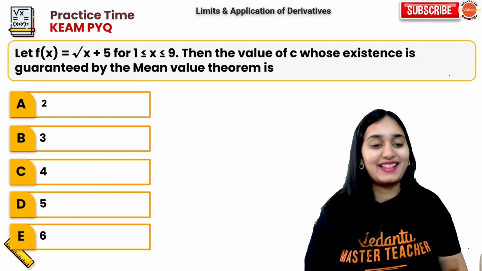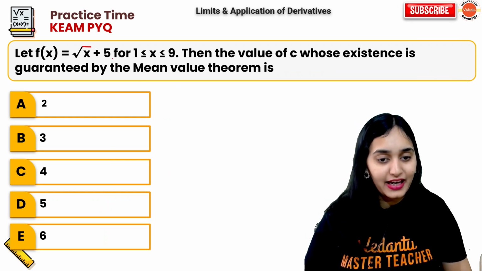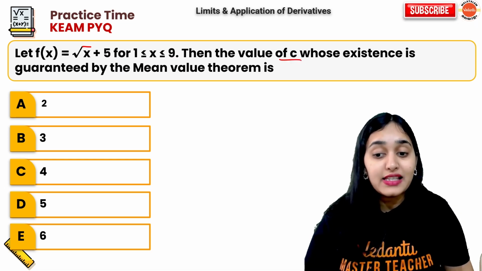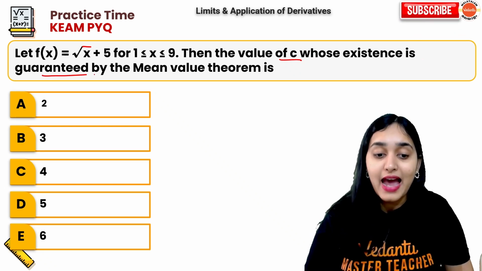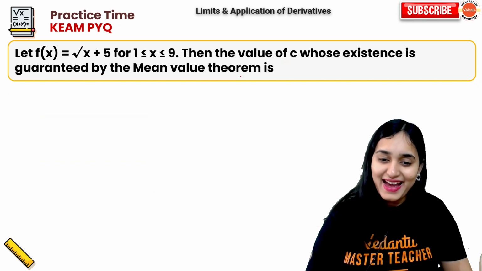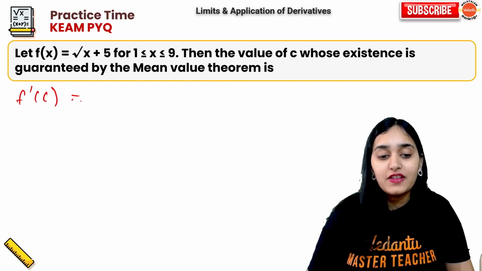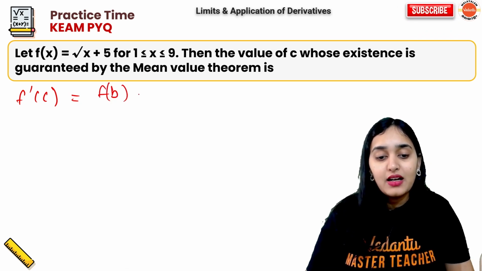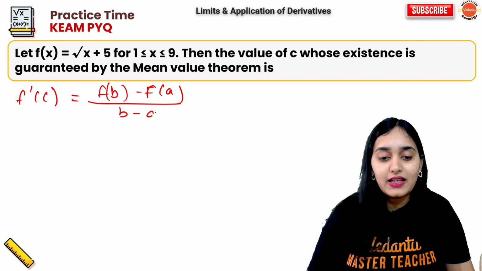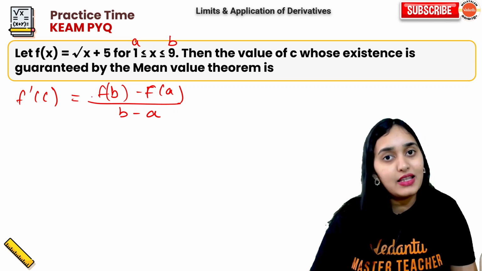Okay. Next. Let f of x is root over x plus 5 for x between 1 to 9, then the value of c whose existence is guaranteed by the mean value theorem is dash. What is the formula? The formula is f dash of c is fb minus fa upon b minus a. So, here a is 1, b is 9, put everything in the formula.